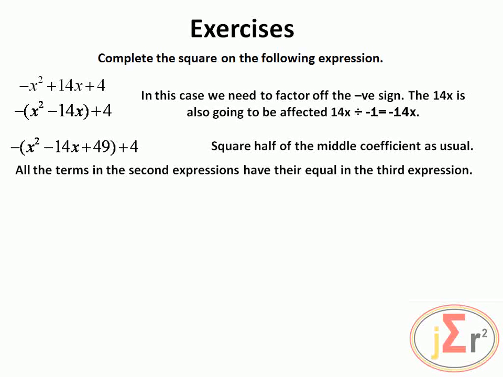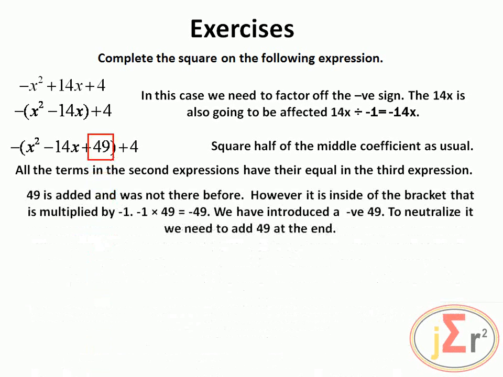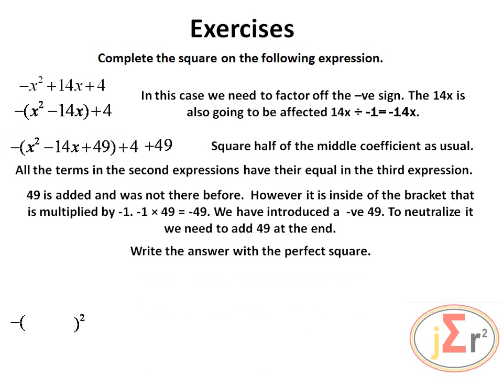So we need to neutralize that negative 49 by doing what? By adding 49 in the end. So 49 is added and was not there before. However, it is inside of a bracket that is multiplied by negative 1. Negative 1 multiplied by 49 is equal to negative 49. We have introduced a negative 49. So to neutralize it, we need to add 49 at the end. There you go. So, no problem writing down the square now, the perfect square or the completed square.